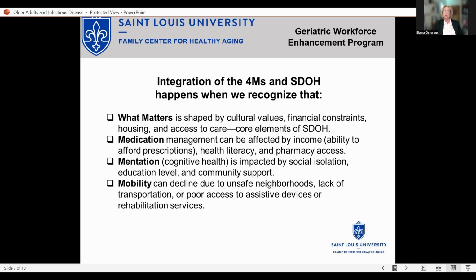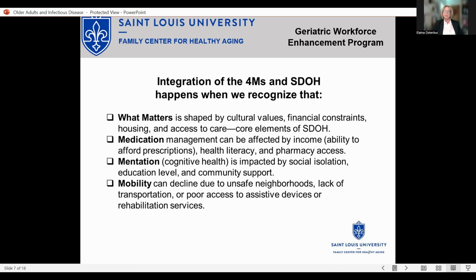Mobility can also decline due to unsafe neighborhoods, the lack of transportation, or poor access to assistive devices or rehabilitation services. Mobility is influenced by neighborhood safety. The fear of crime, the lack of sidewalks can deter walking or outdoor activity. The access to reliable transportation may cause older adults to miss therapy appointments or be unable to obtain assistive devices.